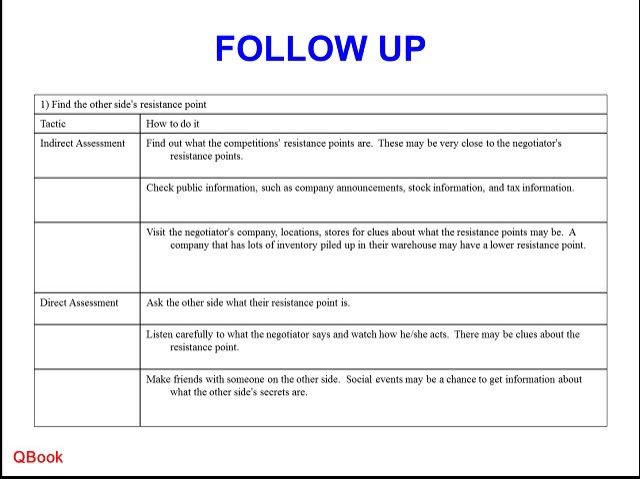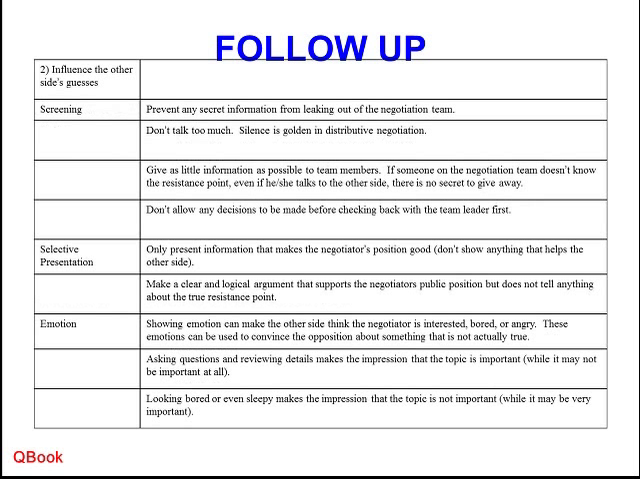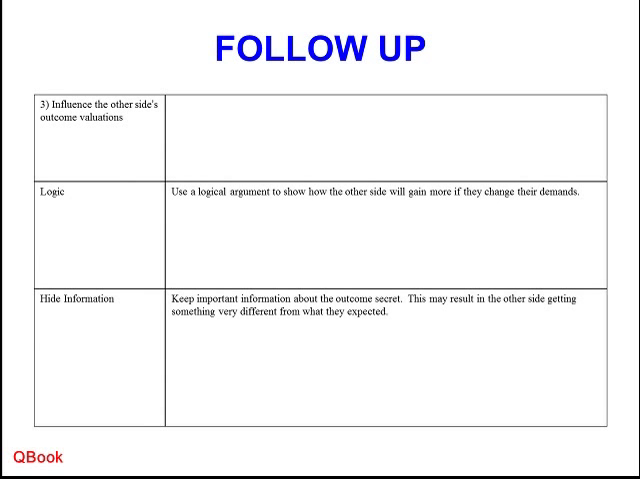Are you listening? Another way is you can just ask somebody on the team, or maybe you have friends of friends. Maybe you know someone who knows someone who knows someone at the company. That sounds indirect, but actually it's a little bit direct because you're getting information from people there. That's another direct way. Screening, selective presentation, emotion, all of these are ways to observe the other side or influence the other side to make them think something which you want them to think, or to make them react in some way to give you some information. You can also use logic and hide information from the other side.